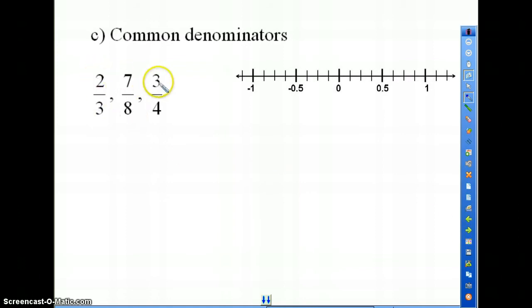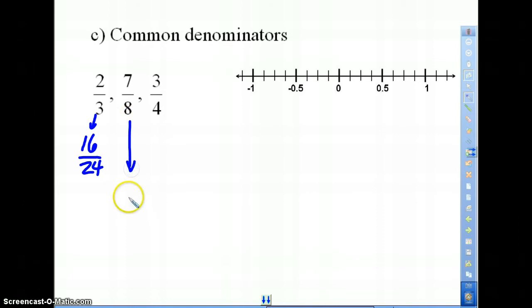This one, I don't have numerators that are the same. Let's see, 2/3 is greater than 1/2, 7/8 is greater than 1/2, and 3/4 is greater than 1/2. So here I need common denominators. If I look at the denominators, I'm going to say 24 is my common denominator. So 3 goes into 24 8 times. So 8 times 2 is 16. I just converted that one.